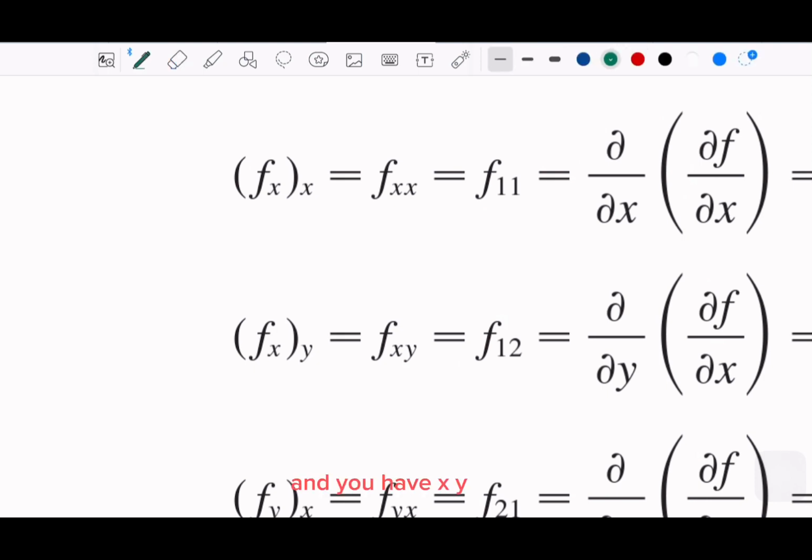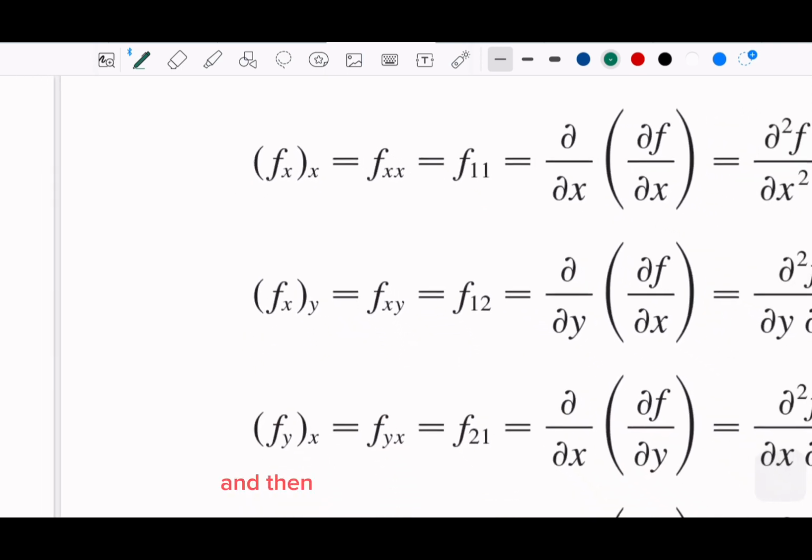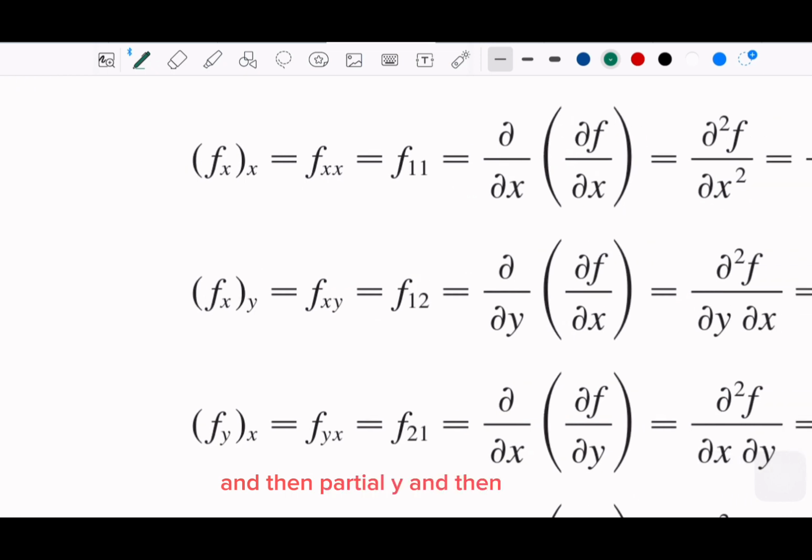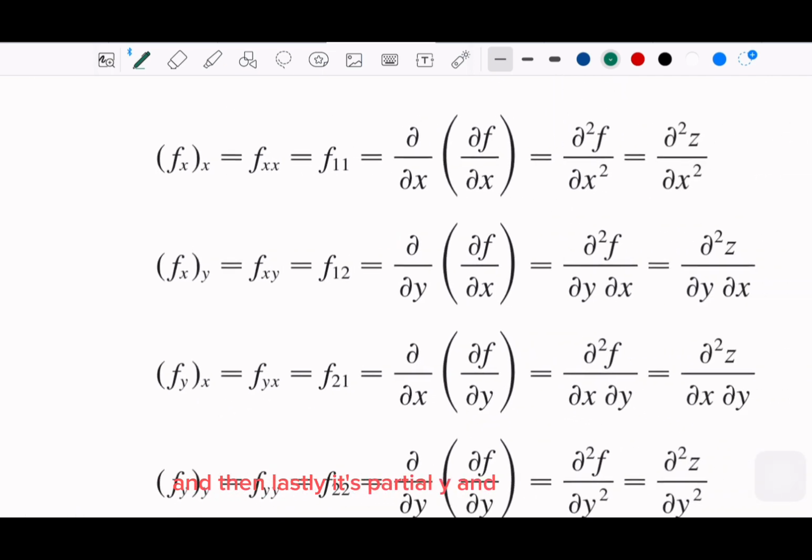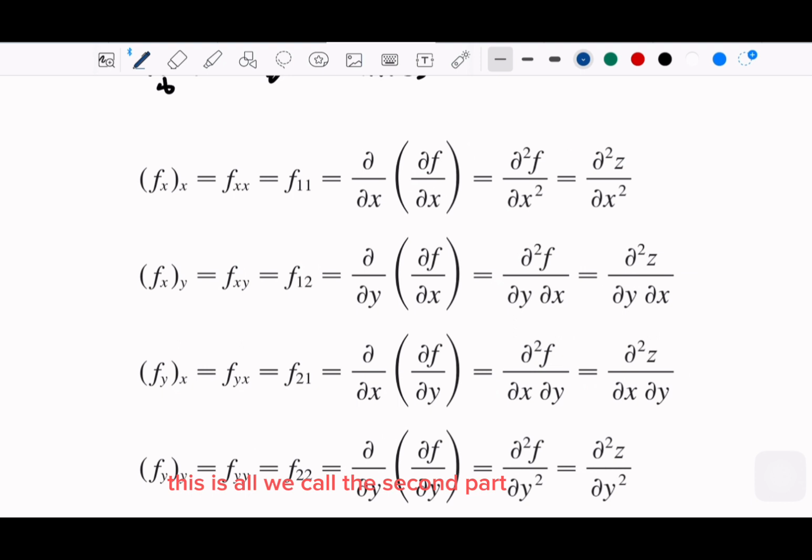And you have xy, right? It means that partial x first, and then partial y. And then partial y, and then partial x. And then lastly, it's partial y, and then partial y. And the right side is just how you write in different alternatives. You can write in terms of the Leibniz notation, or using z or f. It's the same thing. All of this we call the second partial derivative.